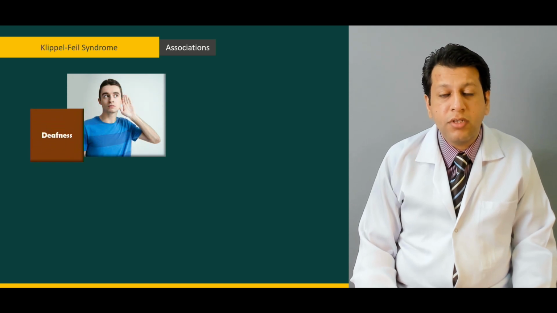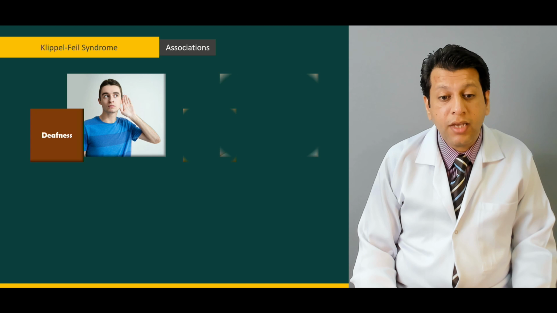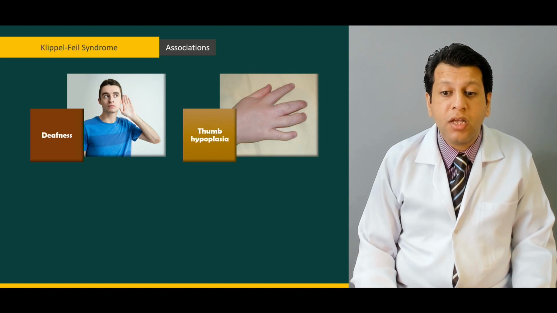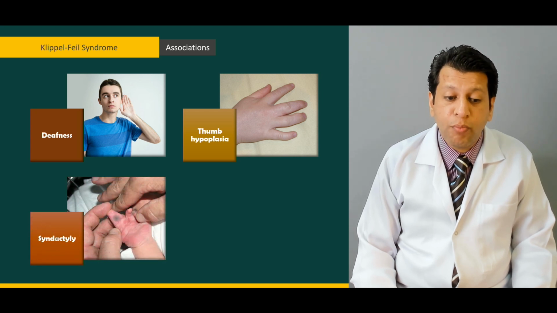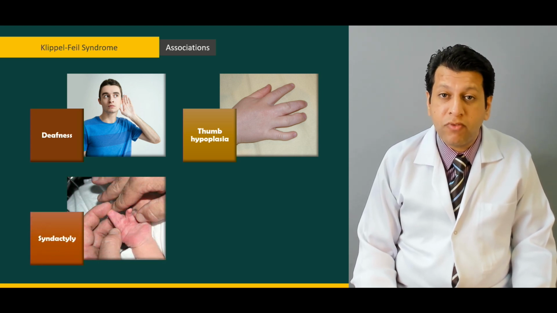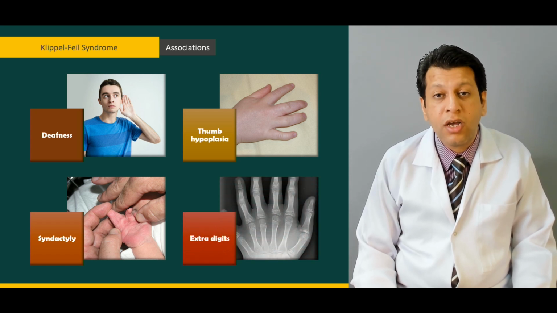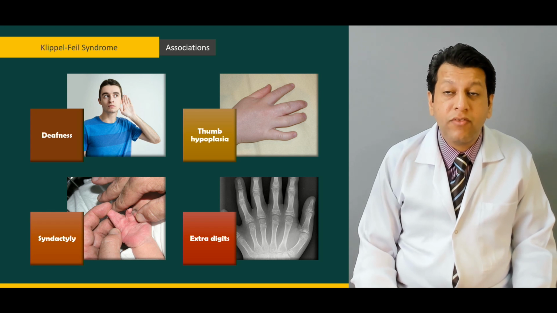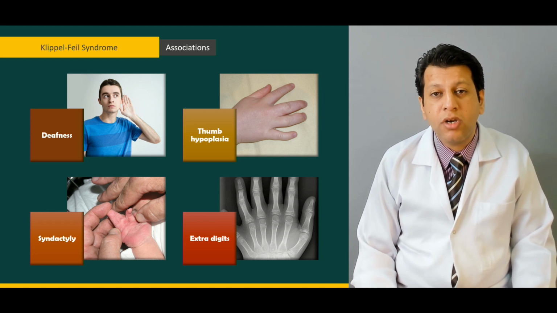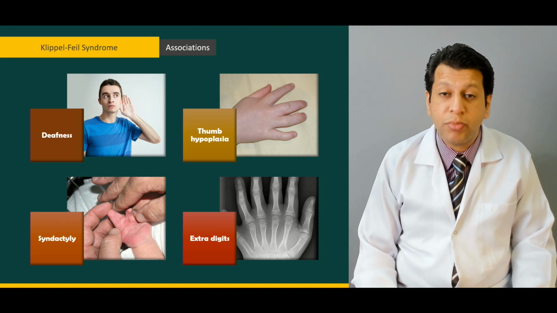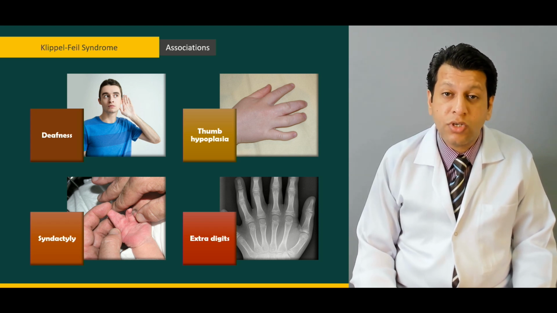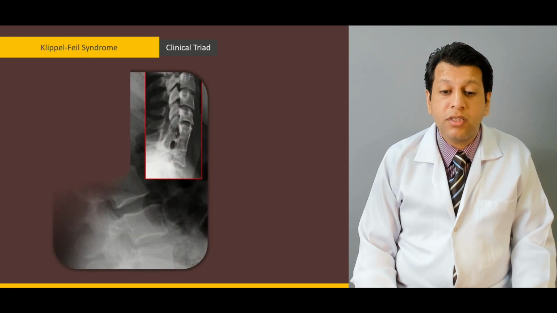Now this may be associated with deafness as well, as I just told you, or there may be thumb hypoplasia. These are very rare, but they can occur with Klippel-Feil syndrome, such as syndactyly, as well as even having an extra digit or polydactyly. Now, deafness, thumb hypoplasia, syndactyly, and polydactyly are highly rare in Klippel-Feil syndrome, but they can occur in association with it. Usually the classical triad, as I told you, includes three things.